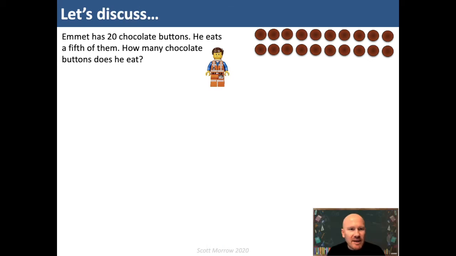Let's look at Emmit to begin with. He had 20 chocolate buttons and he ate 1/5 of them, and we want to know how many chocolate buttons did he eat. So let's start by drawing our bar.